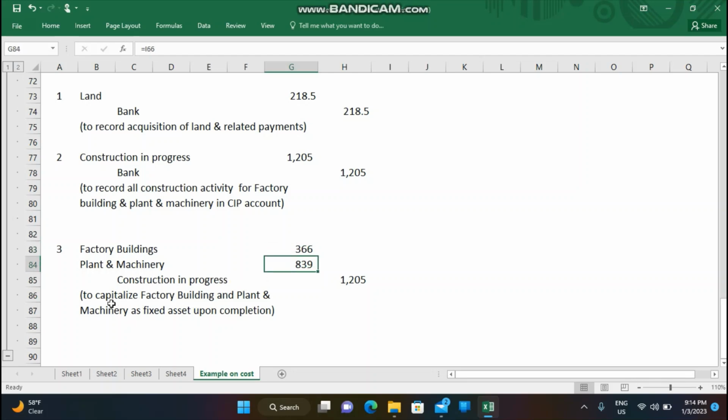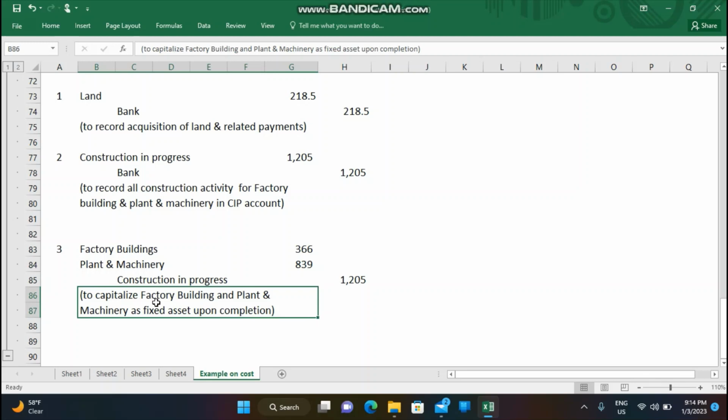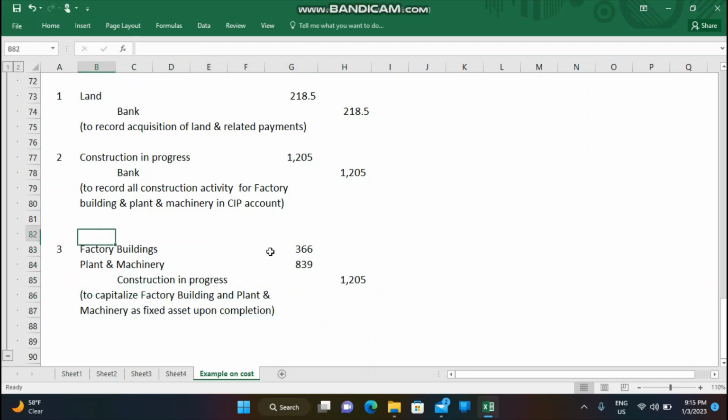So here you can see from the description, to capitalize factory building and plant and machinery as fixed assets upon completion. So this entry is done at the time of completion, or we can say at the time of capitalization. Once this entry is done, the capitalization is done in the books of accounts. Okay, so this is how the accounting will be done.